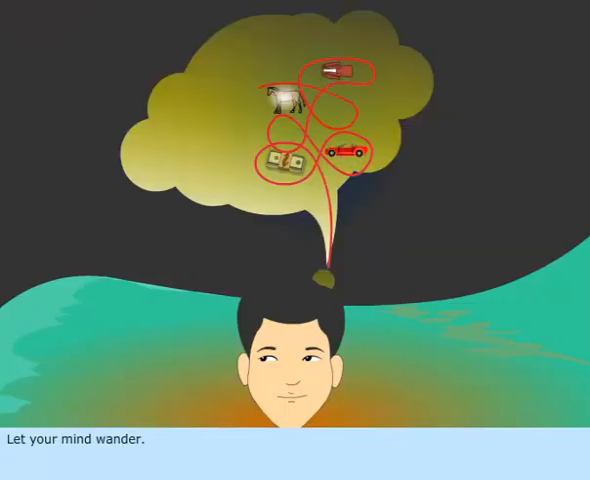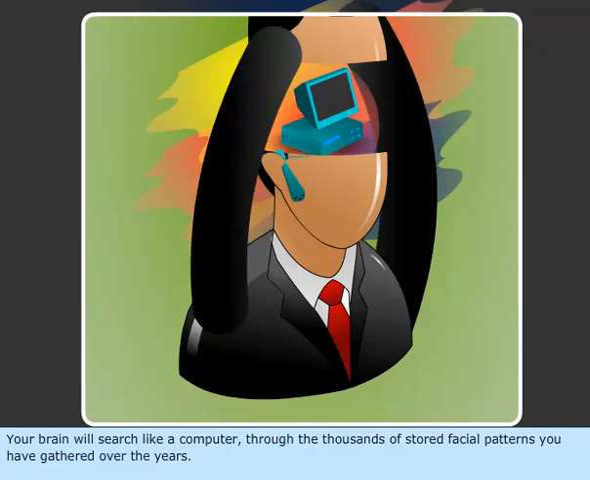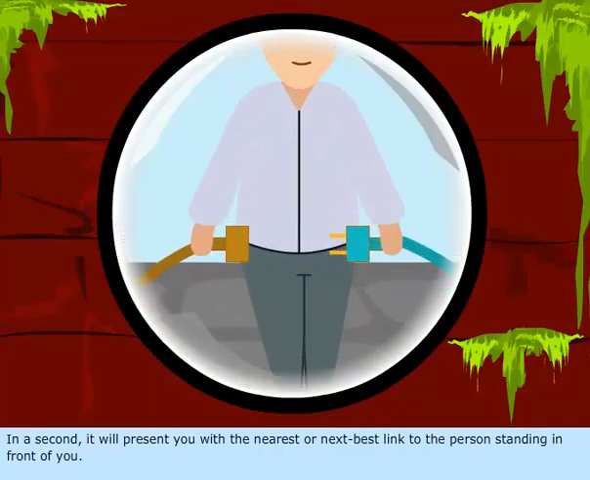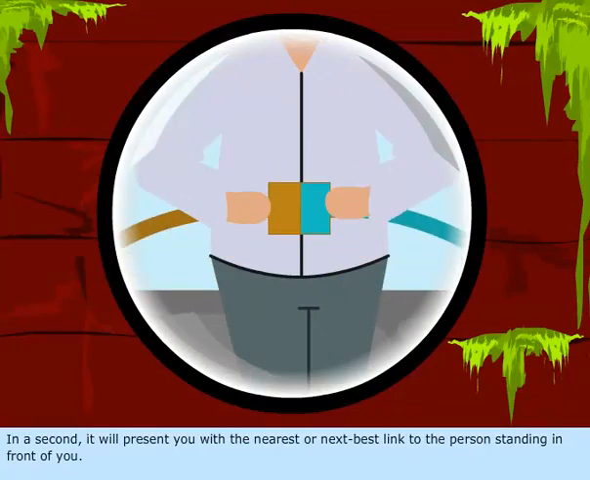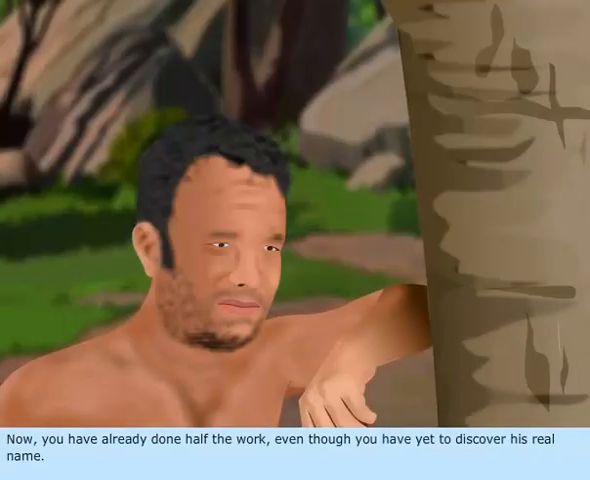Let your mind wander. Your brain will search like a computer through the thousands of stored facial patterns you have gathered over the years. In a second, it will present you with the nearest or next best link to the person standing in front of you. Let us consider. The person reminds you of Tom Hanks. Now, you have already done half the work, even though you have yet to discover his real name.